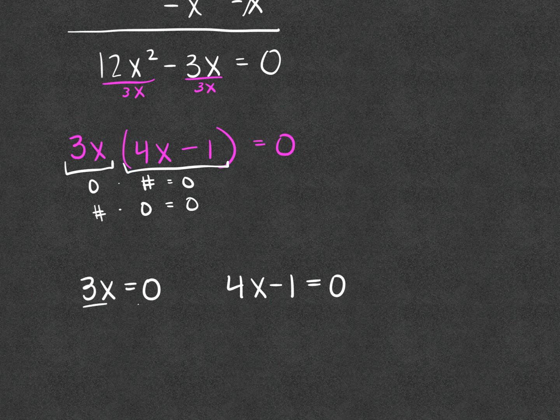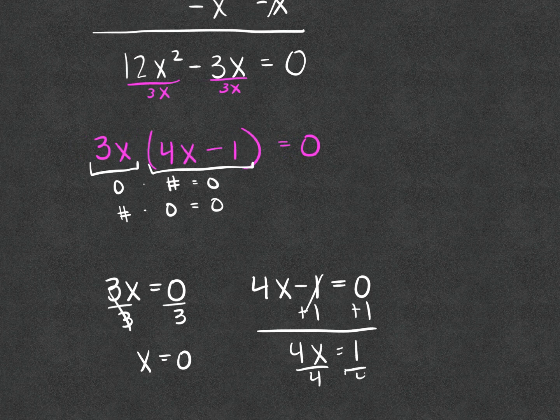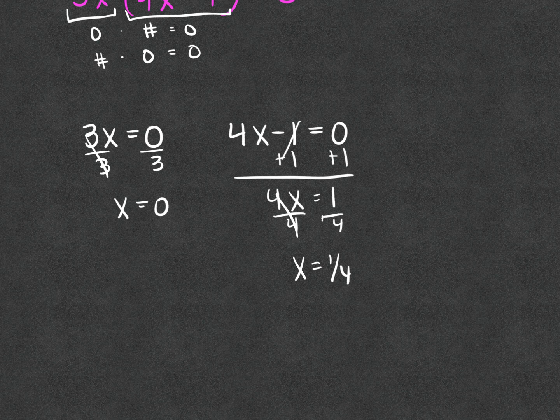So to get x by itself, we're dividing both sides by 3, and we get x equals 0. On our other one, we're going to add 1, and then divide by 4, and we get x equals 1/4. So my solution is x equals 0 and 1/4.